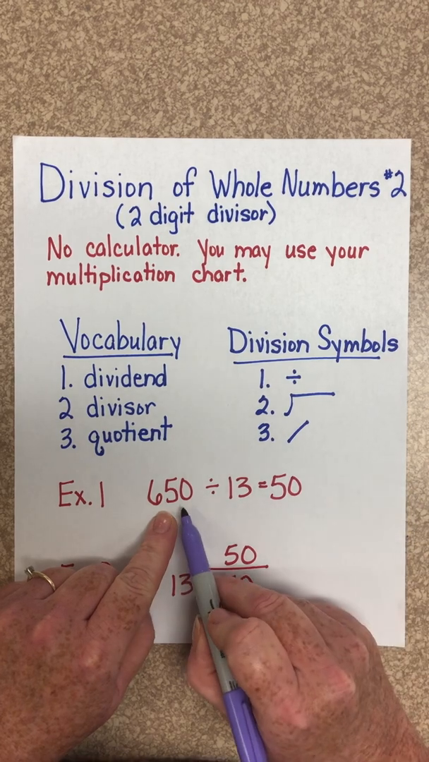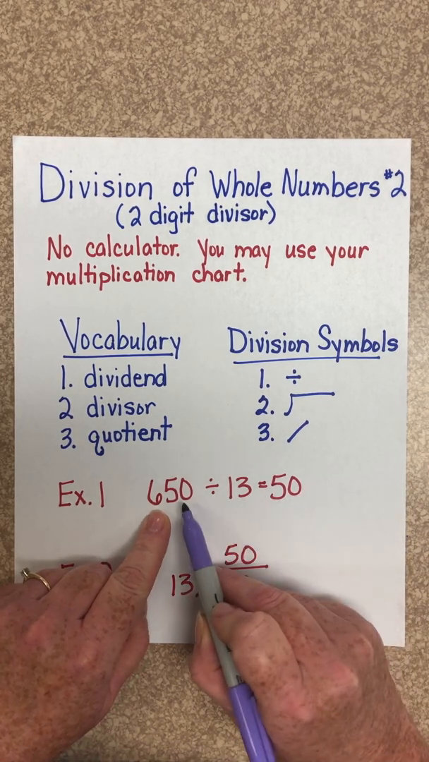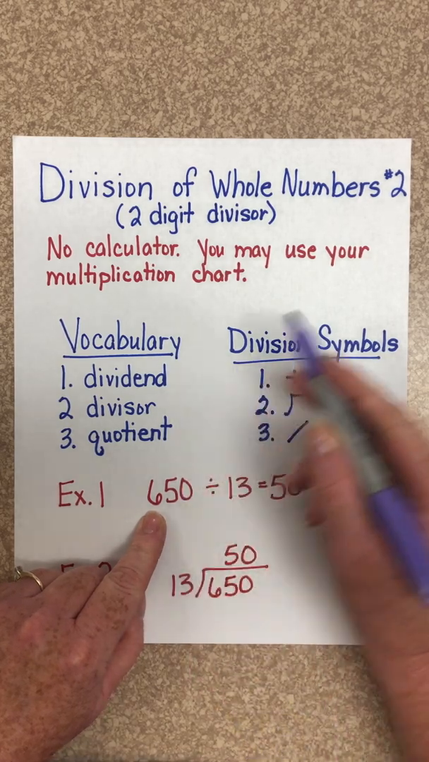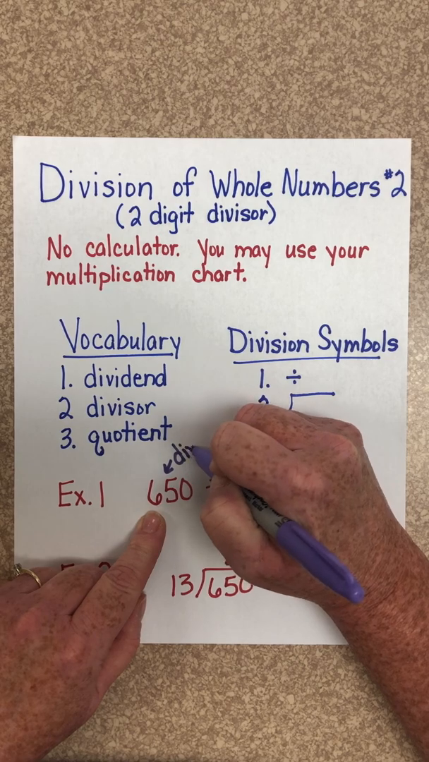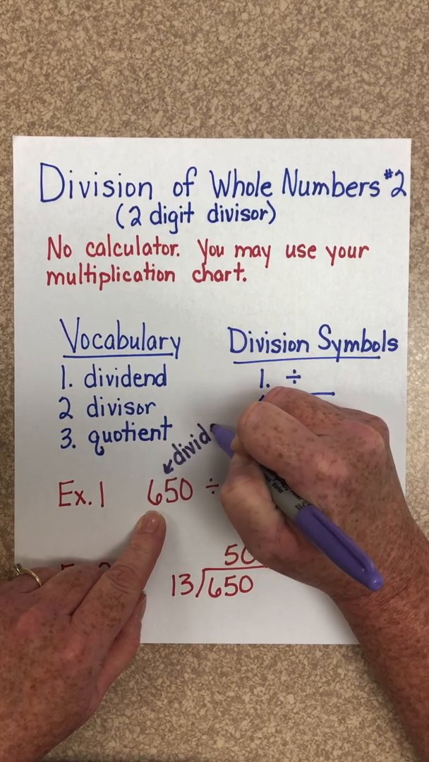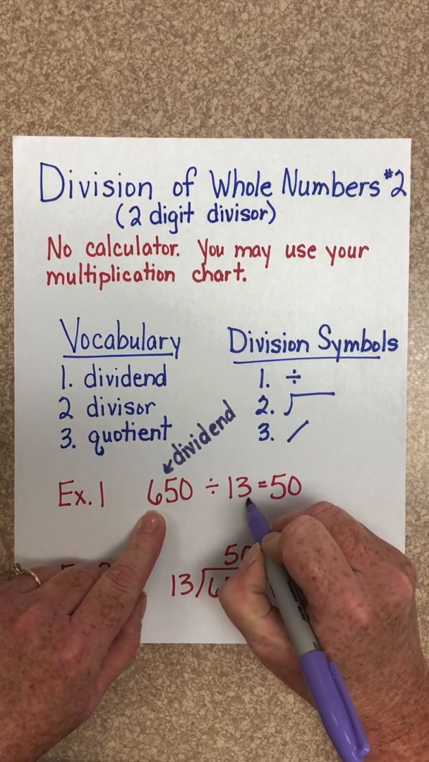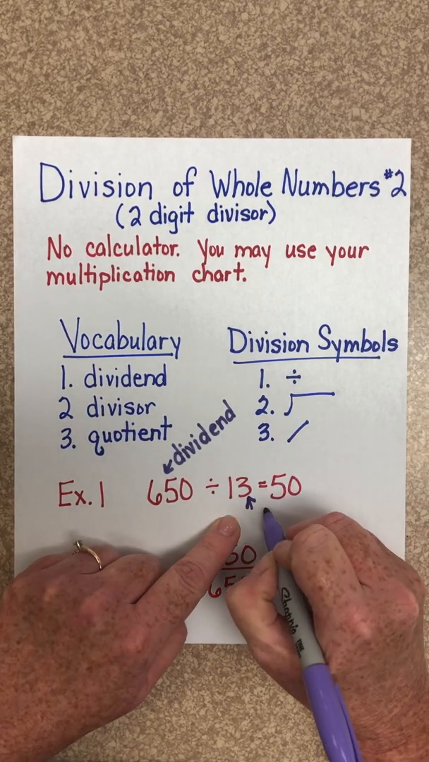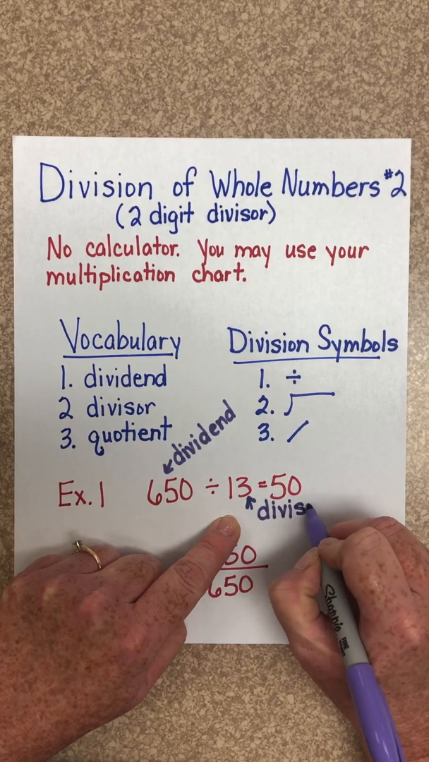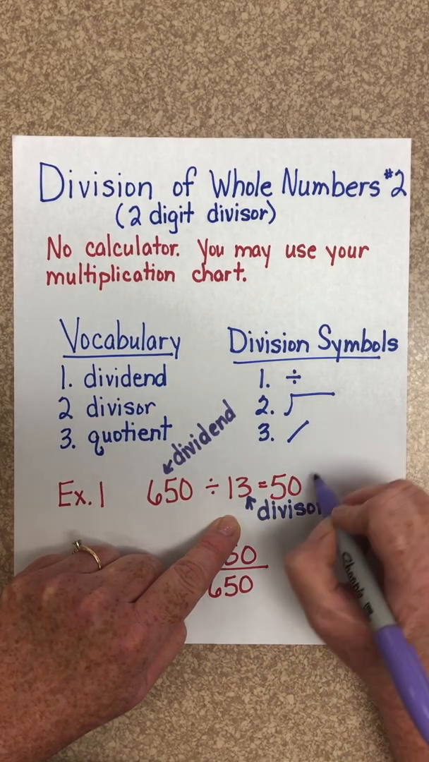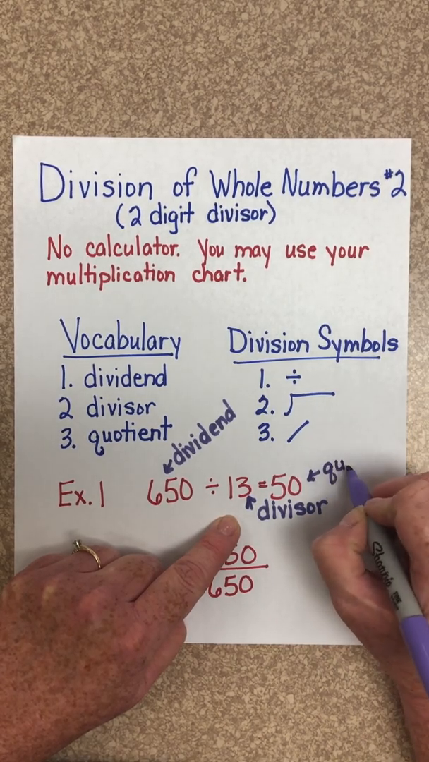Let's look at our first example. We have 650 divided by 13 equals 50. The first number is our dividend. The second number is the divisor. And the answer to division, that's the quotient.